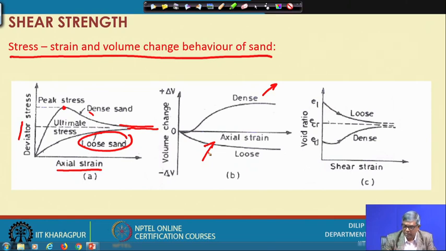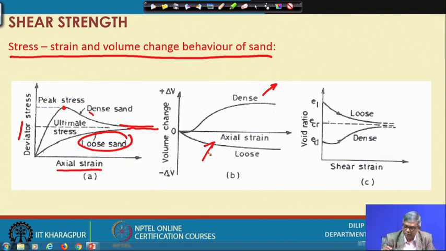Now, another observation is that we have mentioned critical density, where during shearing the soil neither undergoes a volume change increase nor decrease. That is called critical density, and corresponding to critical density we get the critical void ratio.